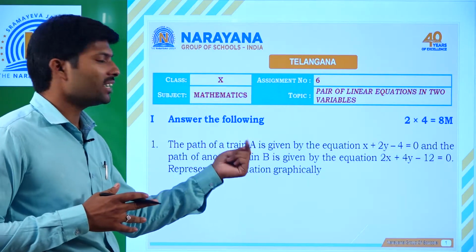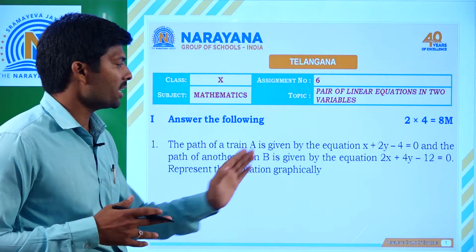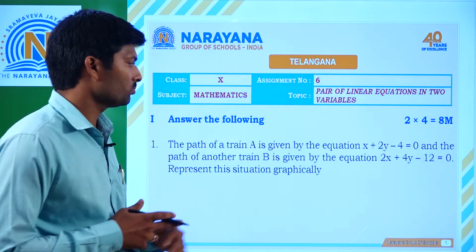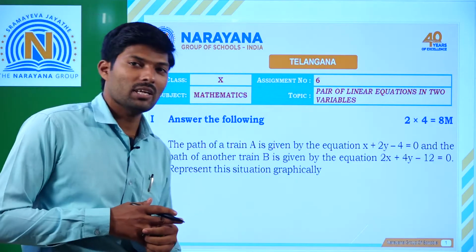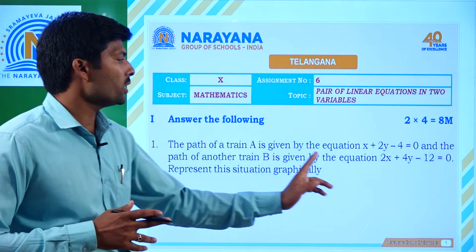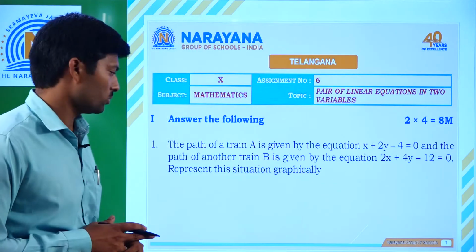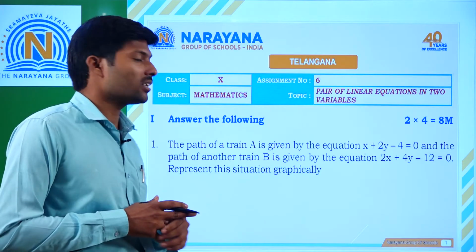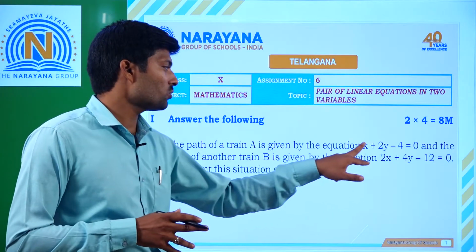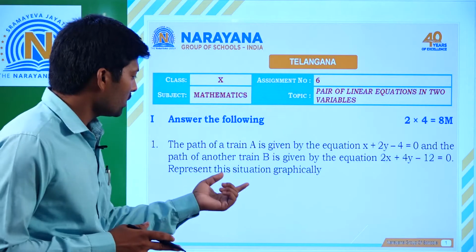The path of a train A is given by the equation x plus 2y minus 4 is equal to 0, and the path of another train B is given by the equation 2x plus 4y minus 12 is equal to 0. Represent this situation graphically. So, we have to represent these two lines in graphical way.